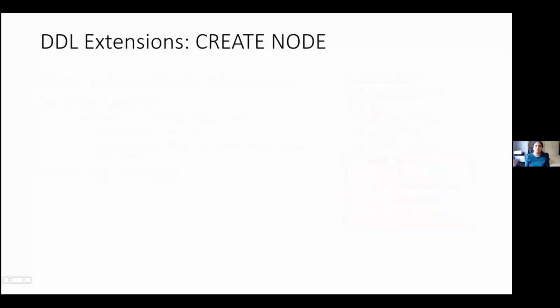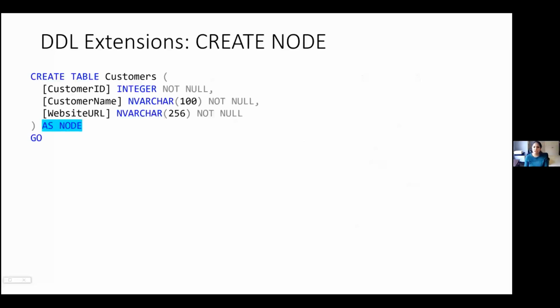Now let's look at how you would create these nodes and edges, and then how you would query them. Creating a node, which represents your entity in a graph, is very straightforward. You just create a table with all the data types that you want in it. And in the end, you just add the AS NODE syntax to it. This tells the engine that this is a special type of table, a node table, and it will be used for a graph schema.